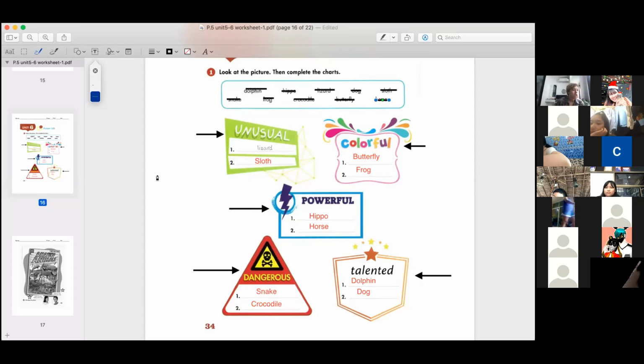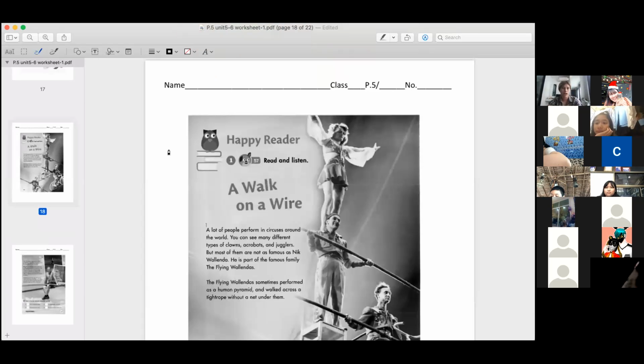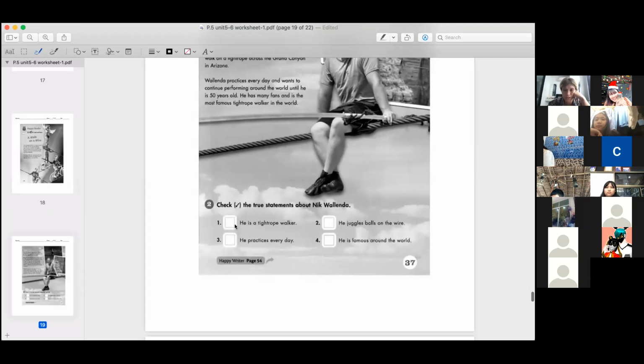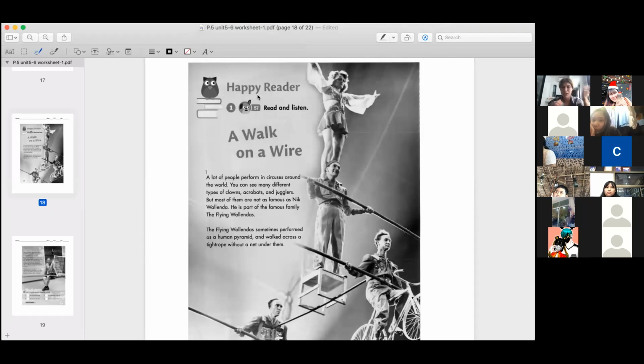Beautiful. Okay, friends, your homework is to read the Happy Reader and answer the questions, okay? So let me put that in our chat. Homework: read the Happy Reader and answer the questions. This is page 36 and 37. It's called A Walk on a Wire. I want you to read the Happy Reader and then answer the questions at the bottom. It says check all of the true statements, okay? What's your homework? To read the Happy Reader, okay?